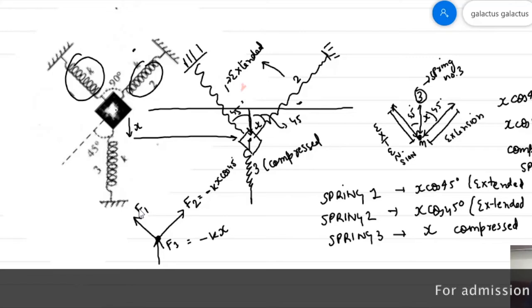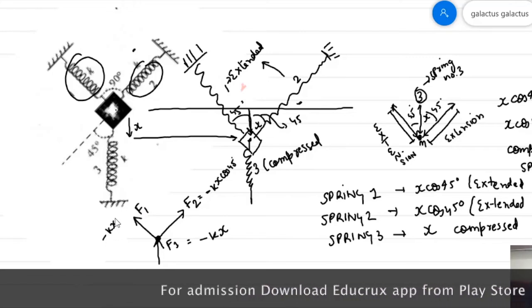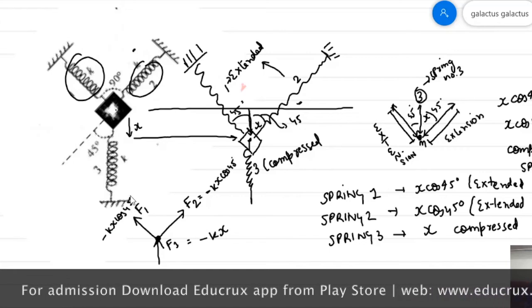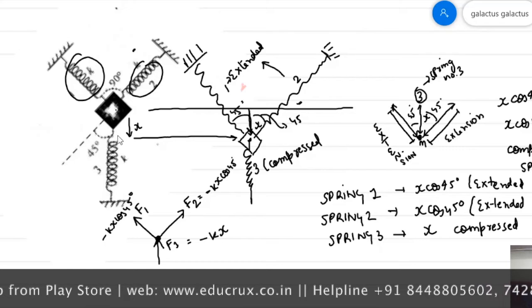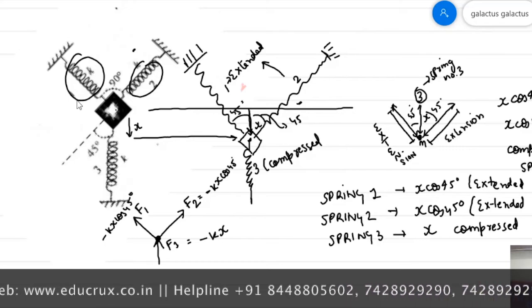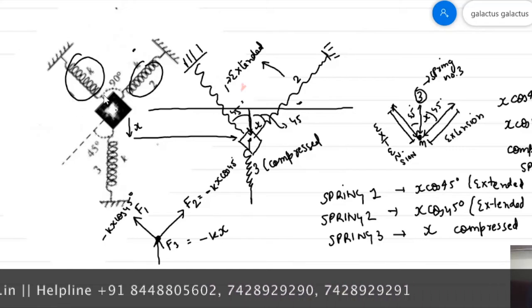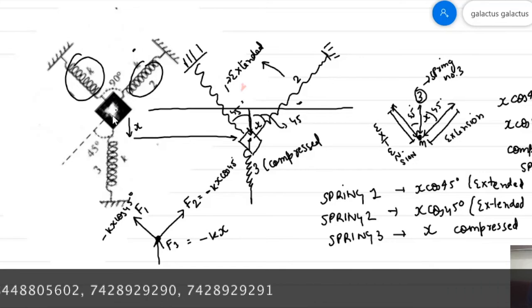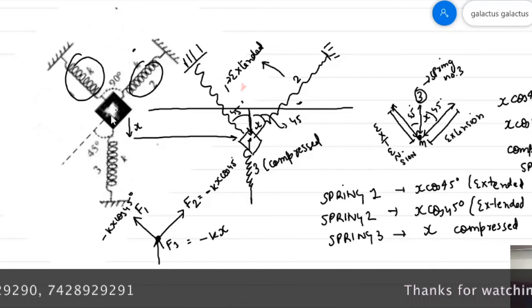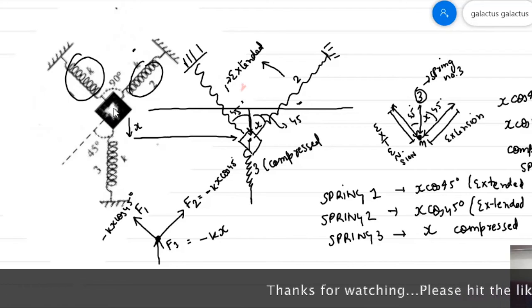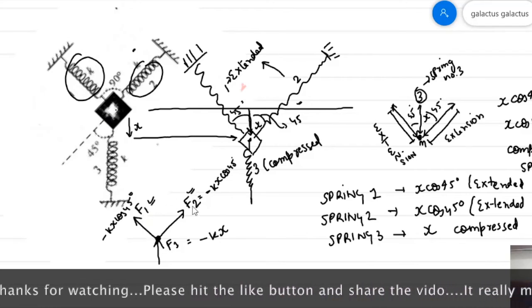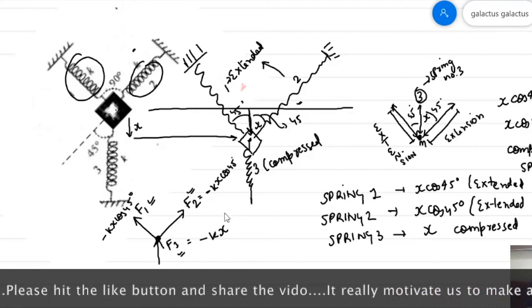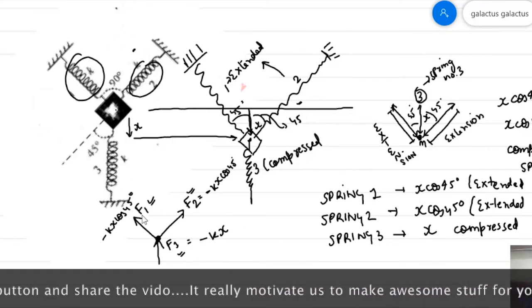Similarly, over here in spring number 1, the restoring force will be minus kx cos 45 degrees, because when I stretch spring number 3 downward, spring number 1 will be extended and it will try to regain its natural length by pushing the mass upward. So this will be the direction of all the three forces. Now I can resolve these two forces.